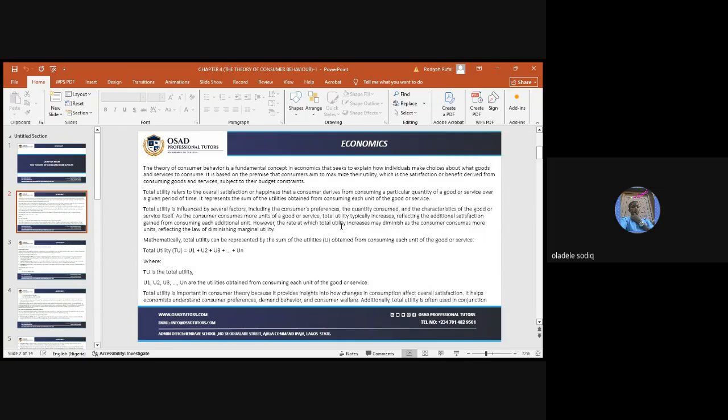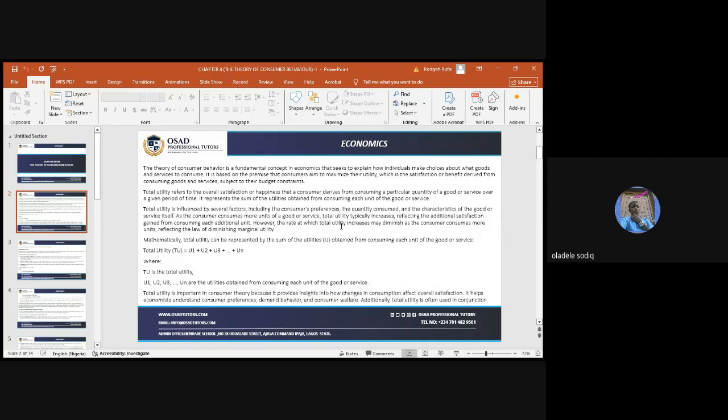And another factor is the characteristics of the goods or the service itself. Some goods have more features than another. For example, I can decide I want to use an Android phone. People can say he doesn't like Android phones, that he prefers using an iPhone. So the characteristics, the features of these goods will determine our utility.